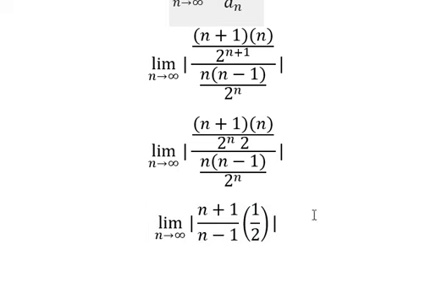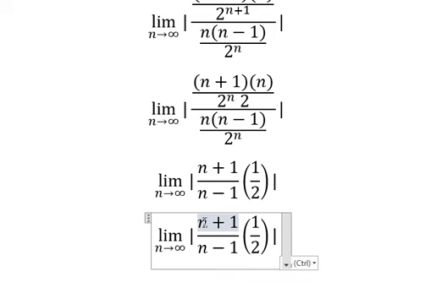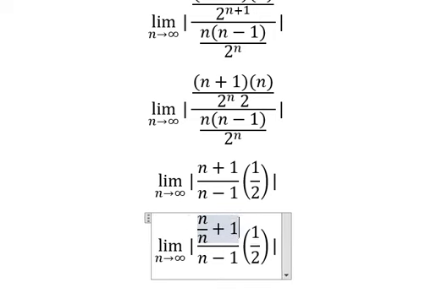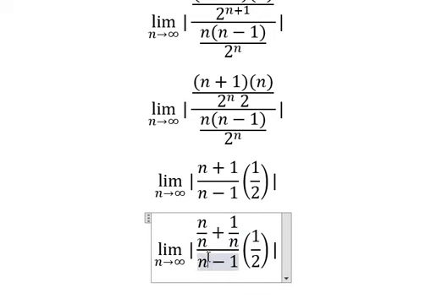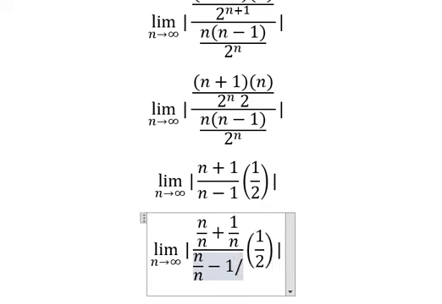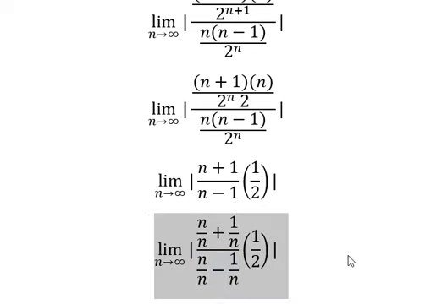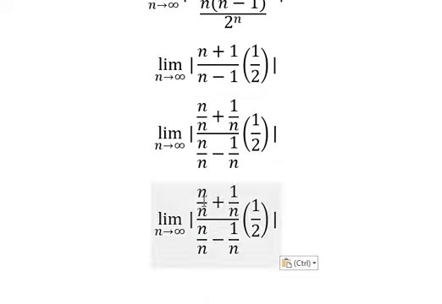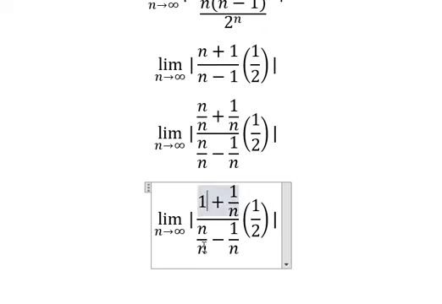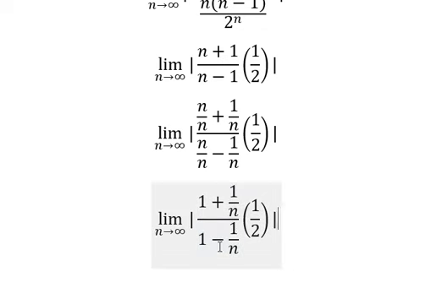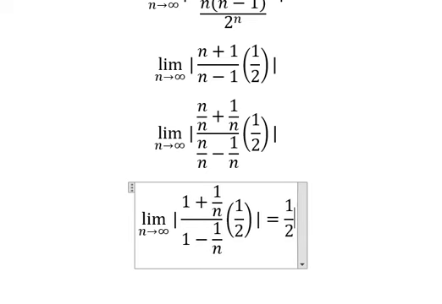Next, we divide by n on numerator and denominator. So this one we have number 1, this one we have number 1. When n approaches positive infinity, this one you get number 0, this one you get number 0, and we simplify and we have 1 over 2.